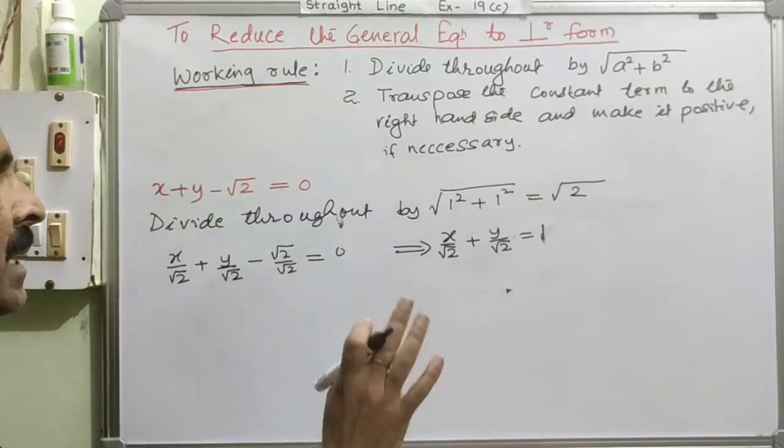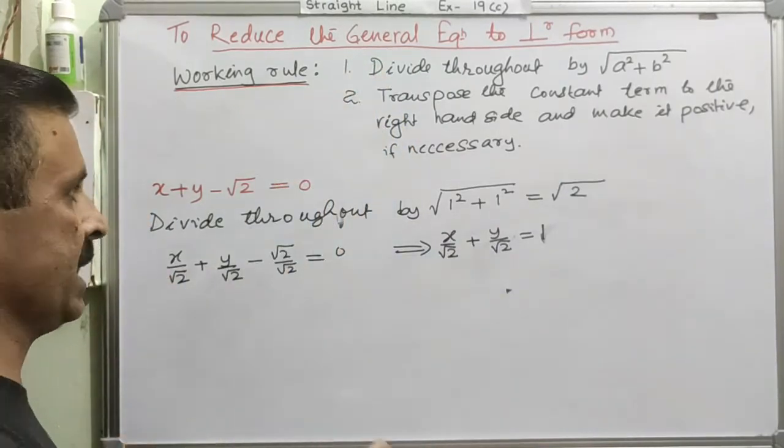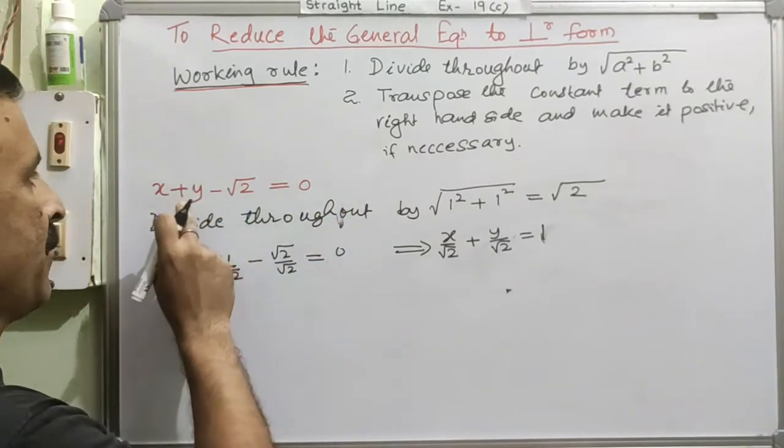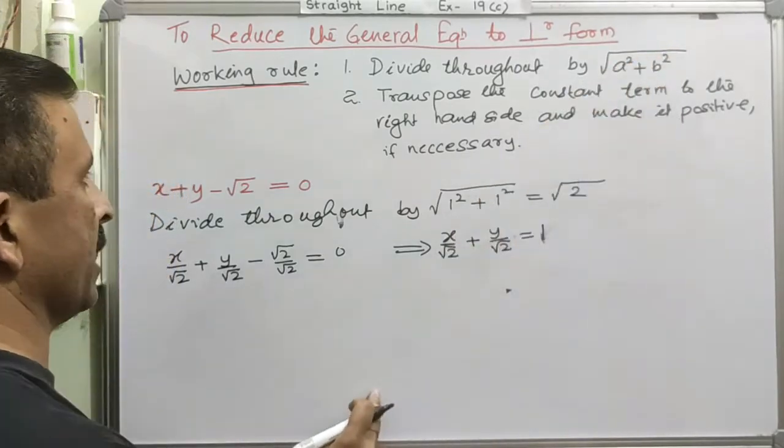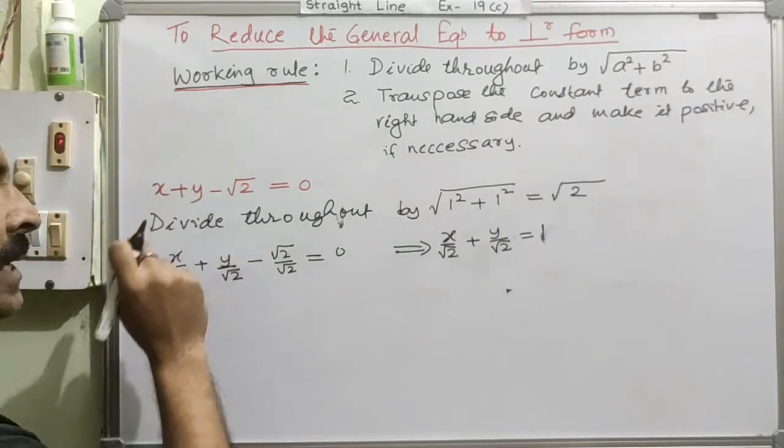Both the things are completely done. How easy it is, you can see now. You have to be just mindful of calculating this portion, that is root over a square plus b square, right? It is made up of the coefficients of x and y.